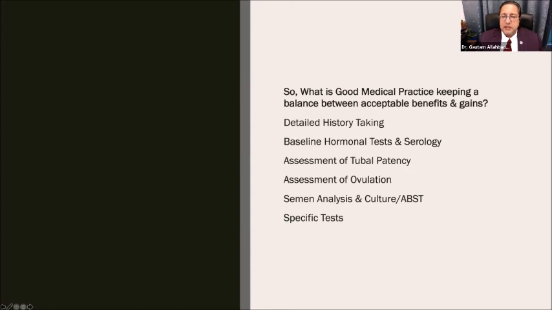Assessment of tubal patency is a necessity and not a luxury before you give even a single tablet of clomiphene. Assessment of ovulation similarly is a necessity and not a luxury. Semen analysis and culture can be done with the same ejaculated sample collected in a clean, sterile jar. And if any of the above need further testing, then specific tests can be done.